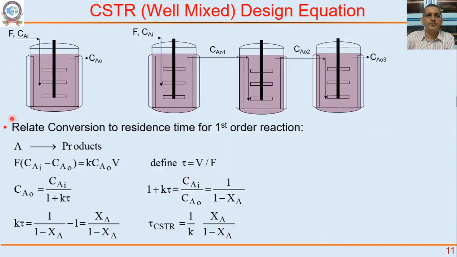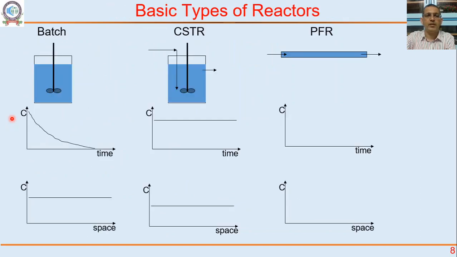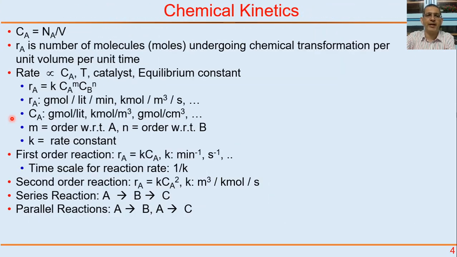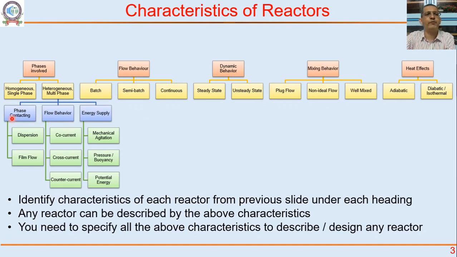And in each of these, even when we start doing heterogeneous reactions, say gas solid or fluid solid or fluid reactions, we'll have to worry about whether it's a batch or a continuous, whether it is steady or unsteady, whether it is plug flow or well mixed, whether it is adiabatic or isothermal. Right? These are the characteristics. Again, I am emphasizing these characteristics. These are the only characteristics you need to describe to design any reactor in the world for any process.